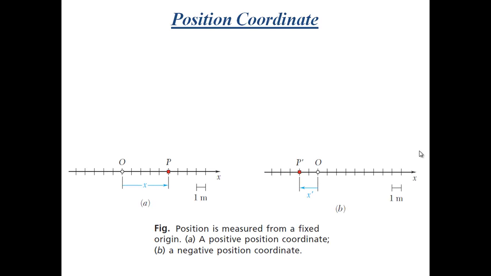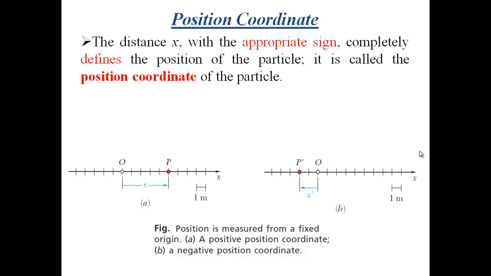The next important term is position coordinate. Taking the same figure as reference, the distance x with the appropriate sign completely defines the position of the particle, as said earlier. So it is called the position coordinate of the particle. In figure A, O to P defines the positive direction and the value is x, so that is the positive position coordinate. In figure B, O to P dash, the distance x dash, is defined as a negative position coordinate.